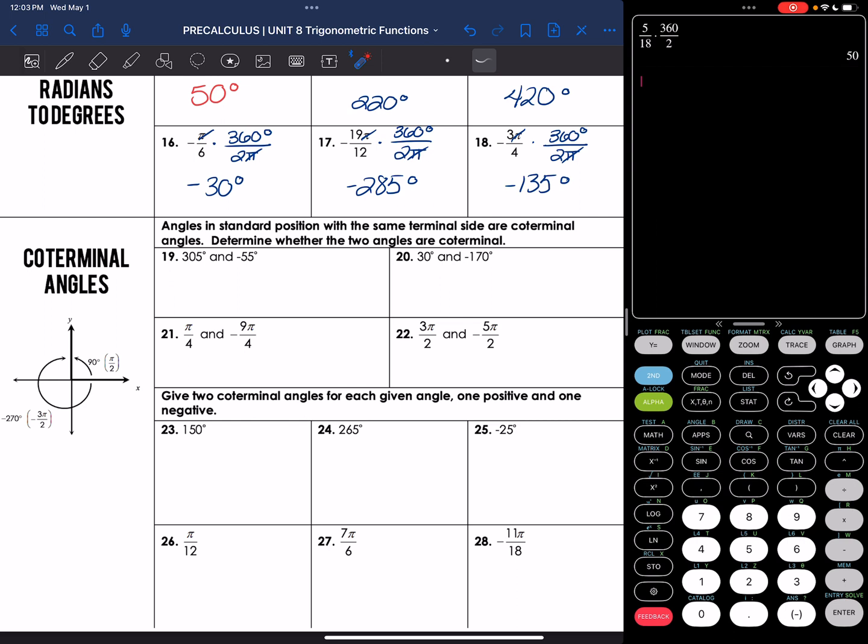Angles that are in standard position with the same terminal side are called coterminal angles. That's the big definition. If they have the same terminal side, then they are coterminal angles. So let's determine whether the two angles here are coterminal.